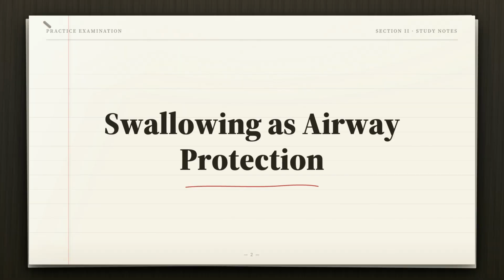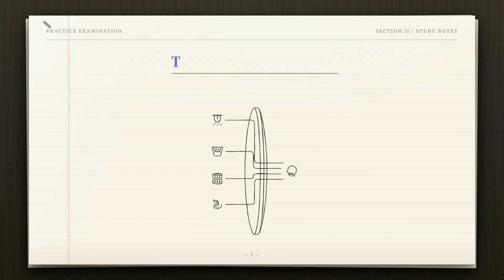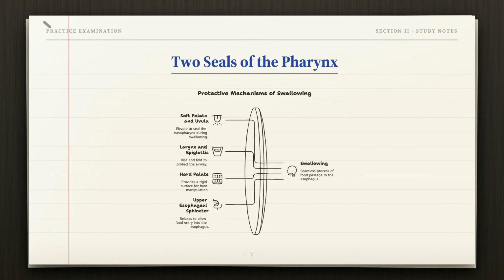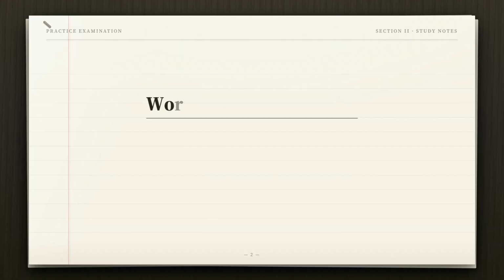For 1 second, the pharynx completely reverses its job, turning from an open-air passage into a sealed food conduit. Every event happens simultaneously, not step by step, which is why this phase is reflexive rather than voluntary. 2 seals close at once. The soft palate presses against the throat wall to shut off the nose, while the larynx rises and the epiglottis folds down to shut off the windpipe. Breathing briefly stops and the upper esophageal sphincter opens to let food through.